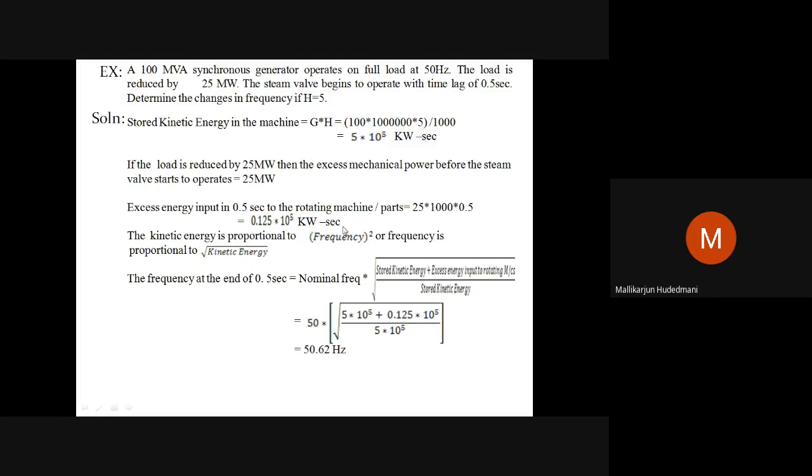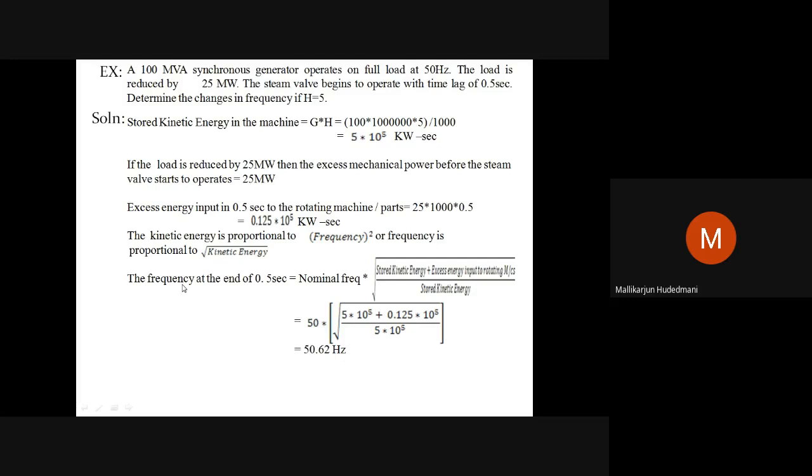Some take a fraction. Now, this is the total stored kinetic energy in the machine. This is the additional kinetic energy getting supplemented to the rotating machines for a duration of 0.5 second. Now I have a relationship. The kinetic energy is proportional to the square of the frequency in the system, or frequency is proportional to the square root of the kinetic energy. This relationship exists in the rotating machines. Therefore, I write a relationship between these two, frequency and energy, to combine.